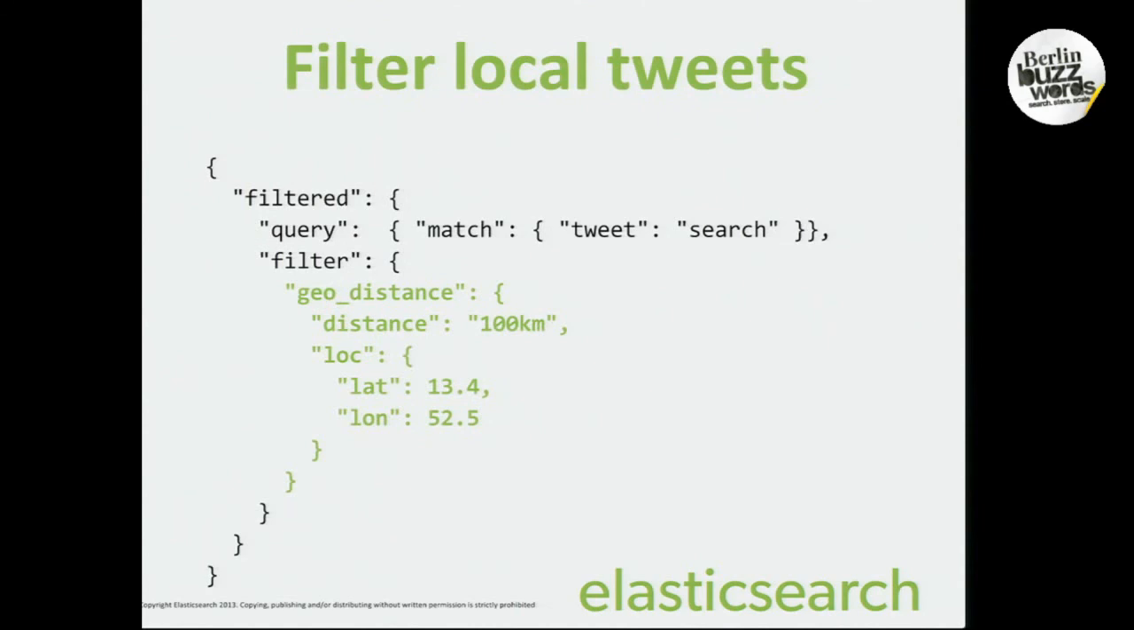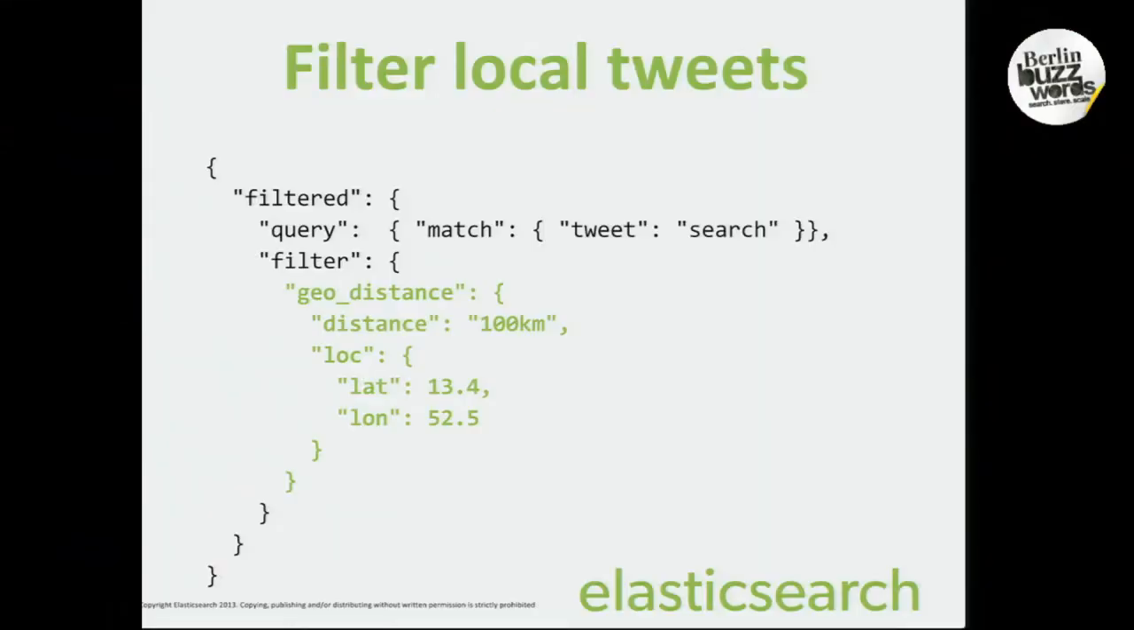Perhaps you want to show tweets that are only within 100 kilometers of Berlin. Well, we've got a geolocation field in our tweets, so we can apply the geodistance filter to it. Here, find everything within 100 kilometers of this central point, which happens to be this room, or close enough.